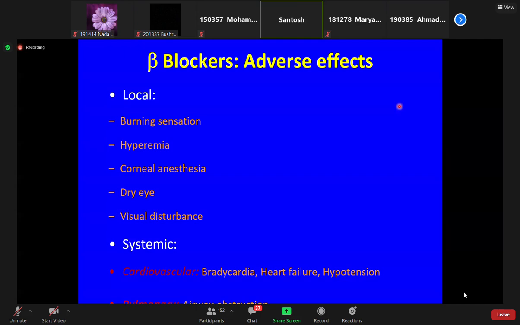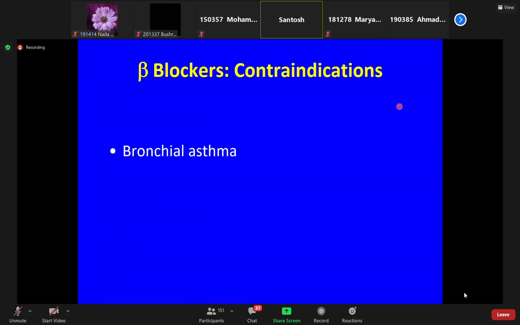Bronchoconstriction, good. That means you don't want to use them in people who already have bradycardia, or AV block, or heart failure, or those who have asthma. So contraindications would be somebody suffering from, for example, bronchial asthma, or COPD, or bradycardia, or a severe heart block.